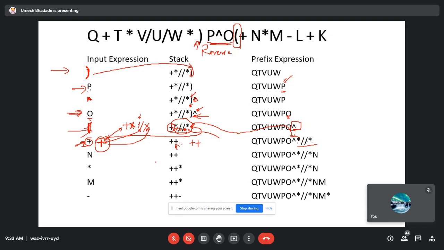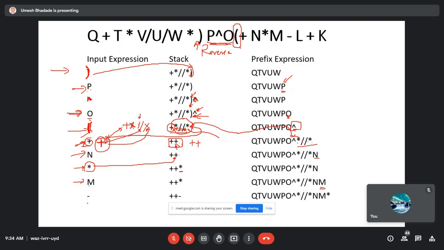So now in the stack you have two plus signs, and now again N is taken, so N is added here, then star is taken. Now this star will be compared with the top of the stack. What is here? Plus. Star has higher precedence, so it will be pushed onto the stack, right? If this operator had less precedence than the operator here, then that operator would be popped. But what is the case here? Star has higher precedence, so this star is pushed onto the stack. Then next is M, which is an operand, so it will simply be added to the prefix expression.